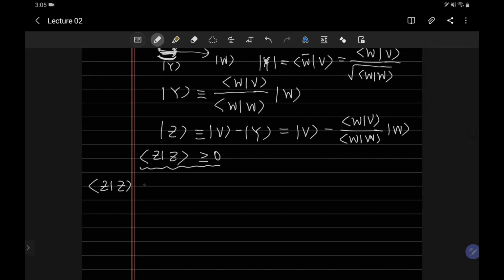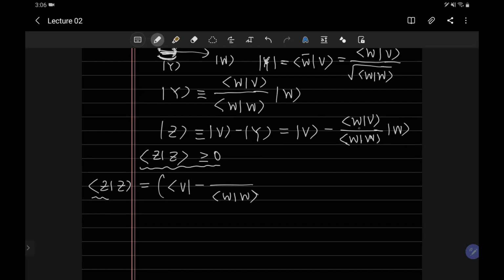The z inner product: now we should first find out the bra, and to find the bra, we have to use the ket relation. So the bra will be v minus, and then this is a scalar value, and this is also another scalar value, so we have to take the complex conjugation. But we know that the w self inner product is a real value, so we don't have to worry about taking its complex conjugation.